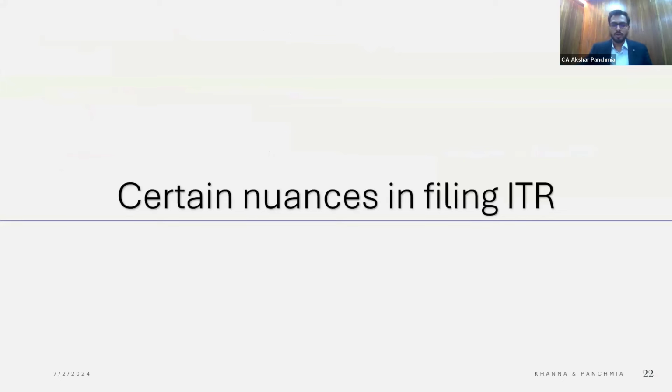Now, this was all about the changes which have come in the income tax return. At the same time, there are certain nuances which one has to take care of while filing the income tax return, so as to not get any defective return or discrepancies or mismatches at the time of 143(1). What happens is 143(1) is directly populated with all the information that the income tax department receives from various places.